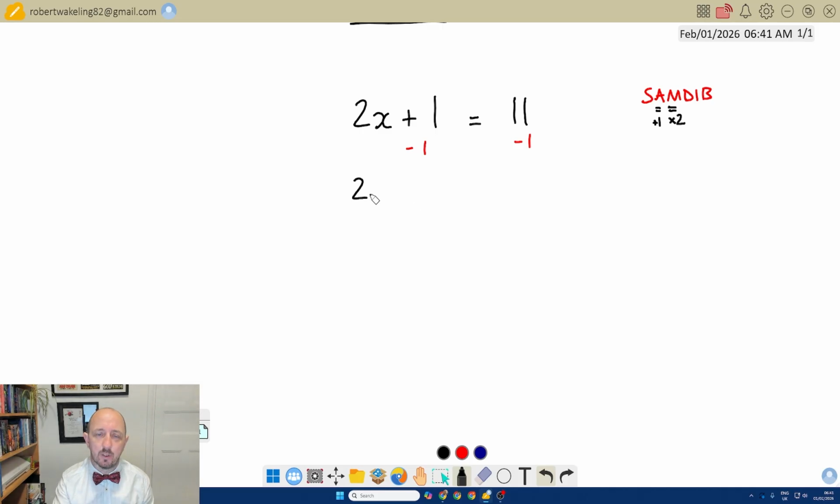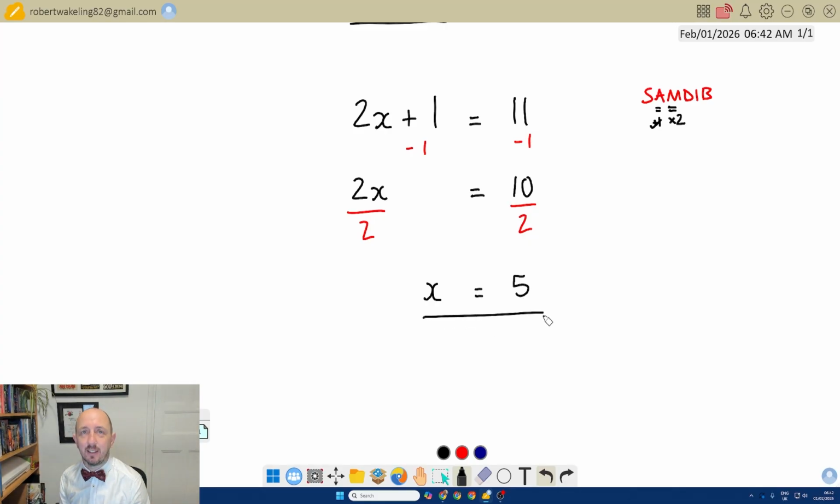That leaves us with 2x. 1 minus 1 is 0. That's now gone. 11 take away 1 is 10. Dealt with that one. Opposite of times by 2, divide by 2. So 2x divided by 2 is 1x. 10 divided by 2, okay, that's 5 again. But it's not always 5. It just so happens that 5 worked for this equation.